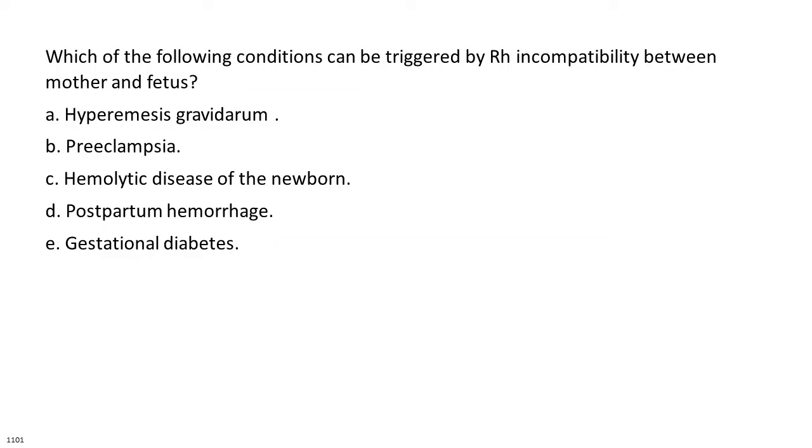Which of the following conditions can be triggered by Rh incompatibility between mother and fetus? A. Hyperemesis gravidarum. B. Preeclampsia. C. Hemolytic disease of the newborn. D. Postpartum hemorrhage. E. Gestational diabetes.